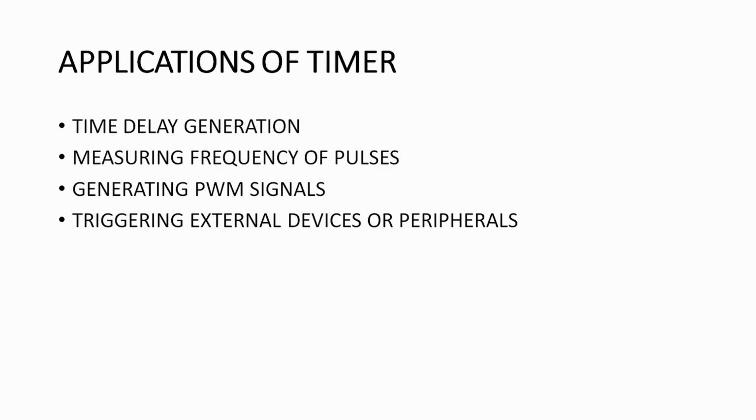The important applications of timers are accurate time delay generation in your programs, and measuring the frequency of pulses, in case you are measuring some RPM from a wheel, etc. You can use this timer module for measuring frequency and for generating PWM signals. For example, if you want to control the brightness of an LED, you can generate PWM signals with the help of the same timer modules. And they are also useful for triggering external devices or peripherals.